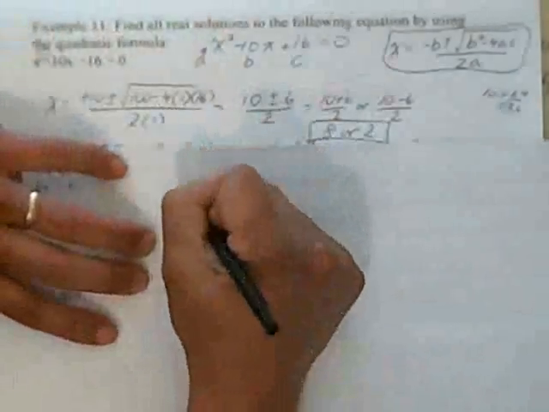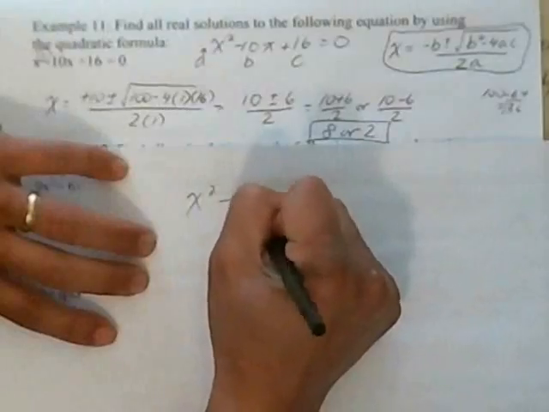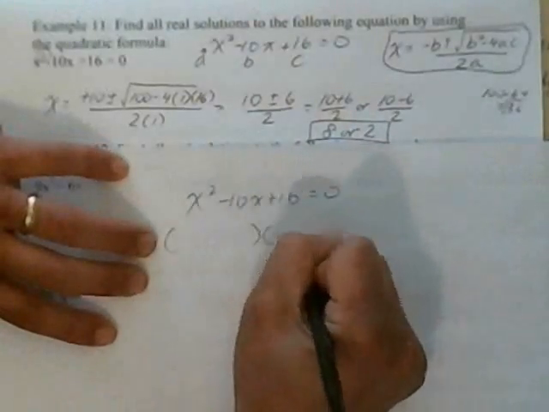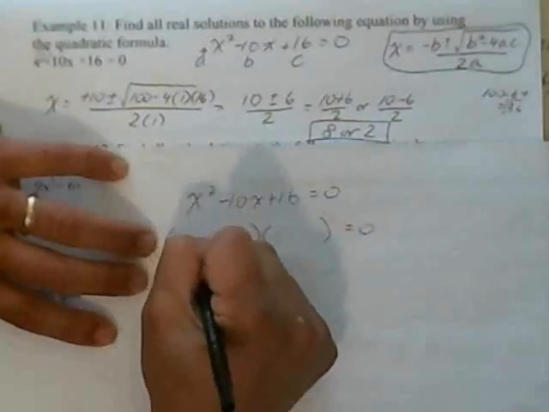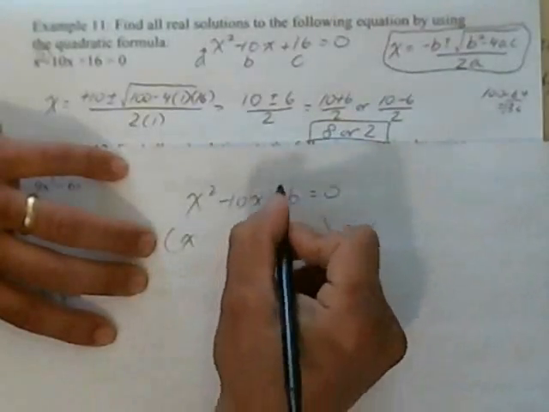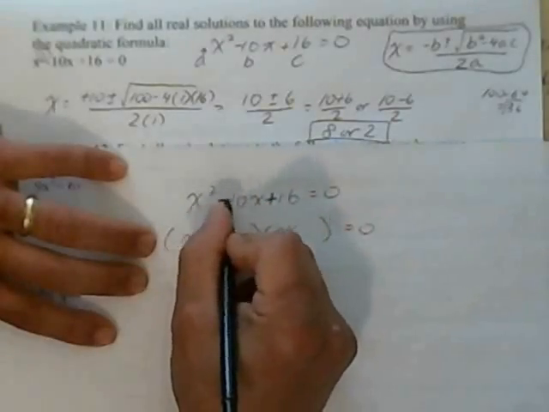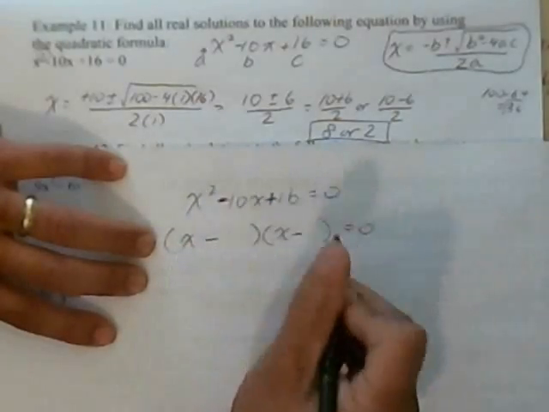Let's factor it out. x squared minus 10x plus 16 is equal to 0. Step 1, equals 0. Step 2, x and x. Step 3, this plus sign tells me they're both going to be the same sign. This tells me they're both going to be negative.